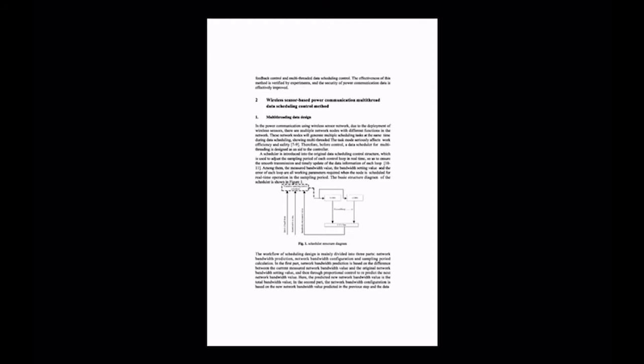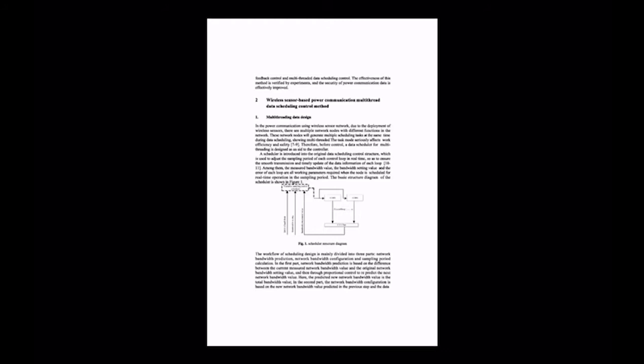The workflow of the scheduling design is mainly divided into three parts: network bandwidth prediction, network bandwidth configuration, and sampling period calculation. In the first part, network bandwidth prediction is based on the difference between the current measured network bandwidth value and the original network bandwidth setting value, and then through proportional control to the predicted next network bandwidth value. Then the predicted new network bandwidth value is the total bandwidth value.